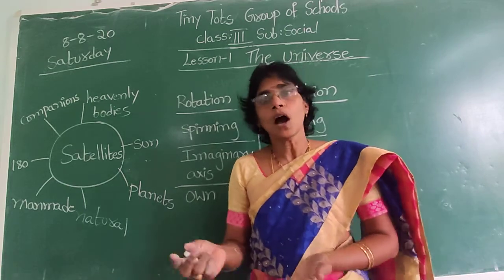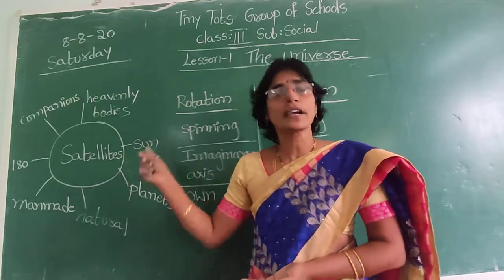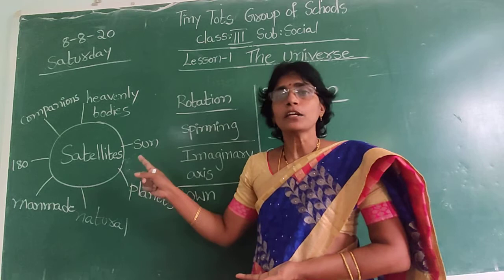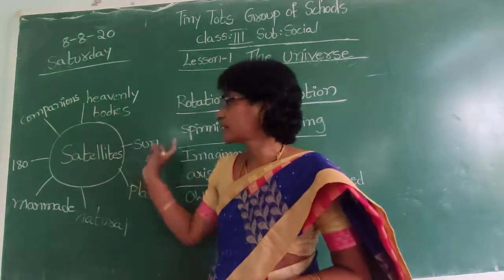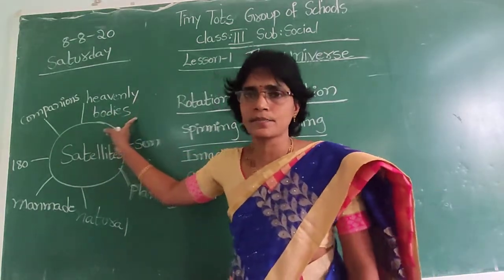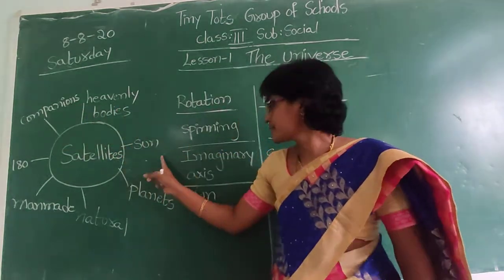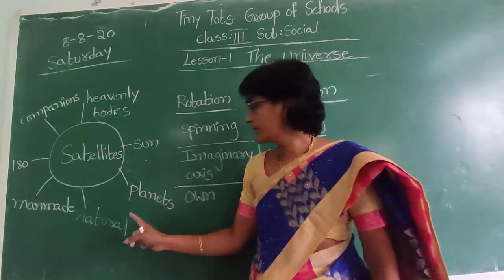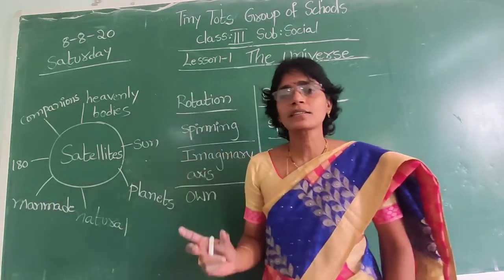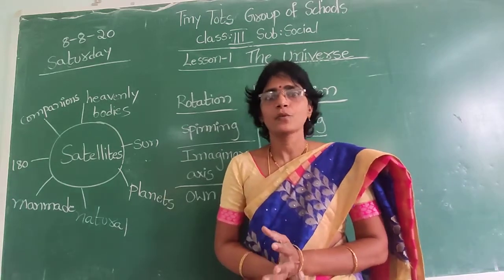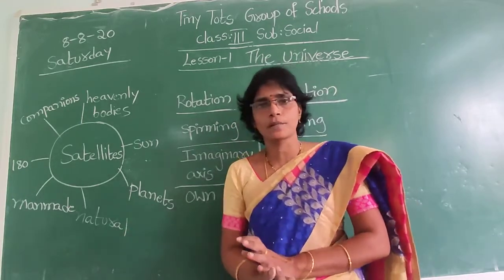And already I told you, our eight planets are revolving around the sun. These satellites also revolve around the planets in their own orbits. These are heavenly bodies, the smaller companions which revolve around the sun and the planets. These are natural, or sometimes man-made also. We are sending artificial satellites, and naturally made satellites are also there, like the moon.